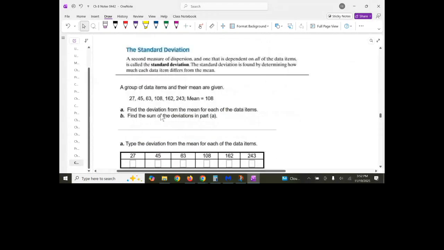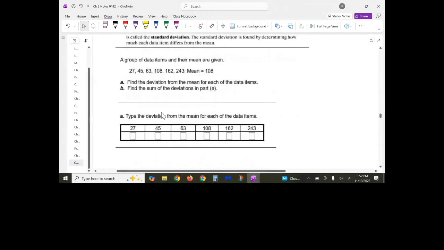Okay. So, y'all, here what we have is a group of data points, okay, 27, 45, 63, 108, 162, and 243. And in this problem, y'all, they were nice enough to already find the average for us. Okay, they found the average to be 108. What we're going to do is find what we call the deviation from the mean of each of the data points. So, y'all, let me show you how I'm going to do this here.